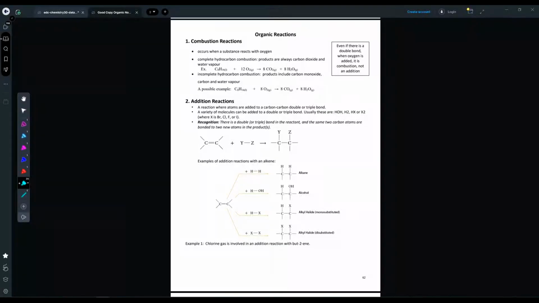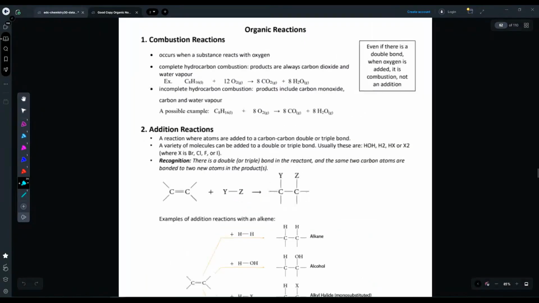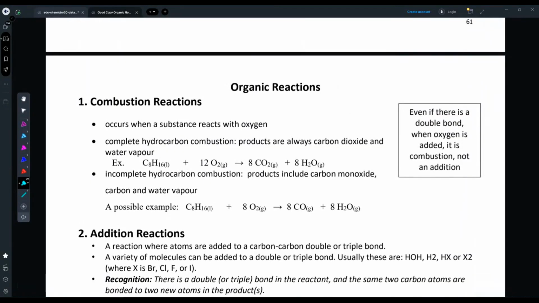In this video, we're going to go over 3 different types of organic reactions: combustion reactions, addition reactions, and elimination reactions. So for combustion reactions, this has been a topic covered in Science 10 as well as Chemistry 20 here. Essentially what's happening is you have some sort of hydrocarbon reacting with oxygen, and your products are always going to be carbon dioxide and water vapor when you are talking about complete hydrocarbon combustion. If you're talking about incomplete hydrocarbon combustion, your products are going to be carbon monoxide, carbon, and water vapor.